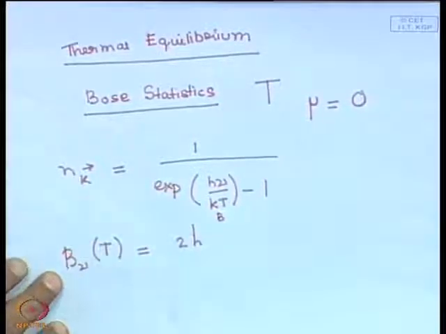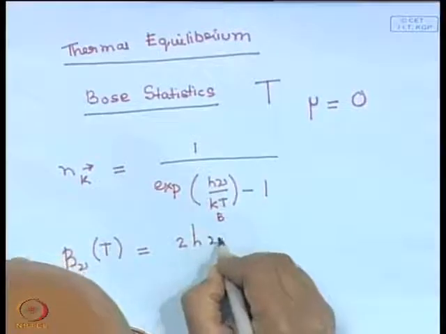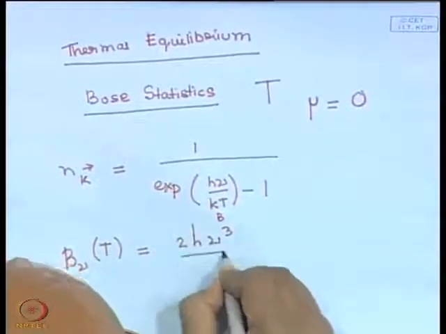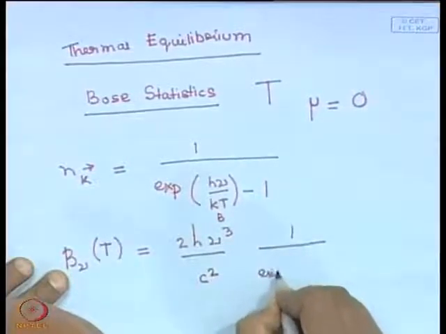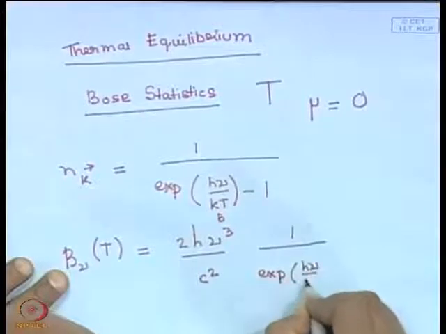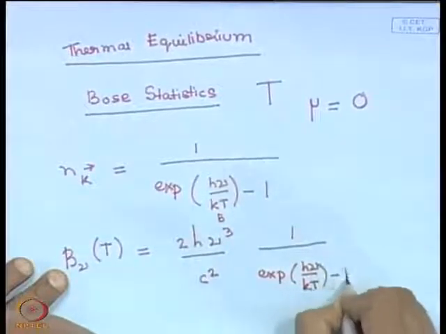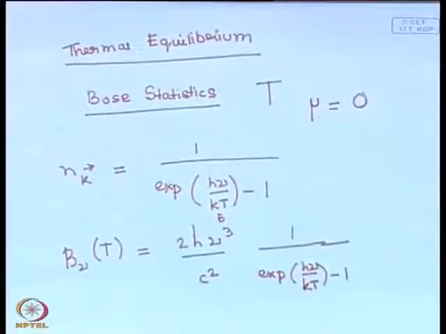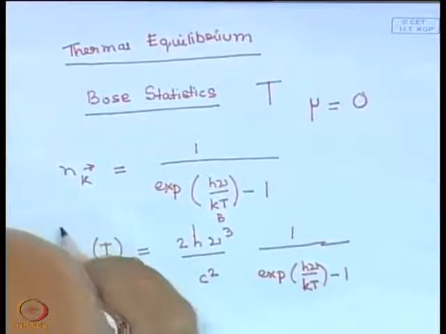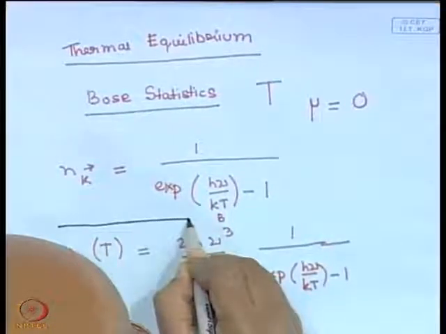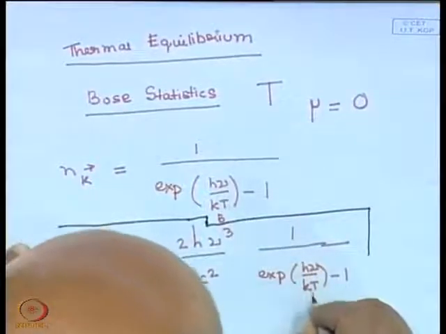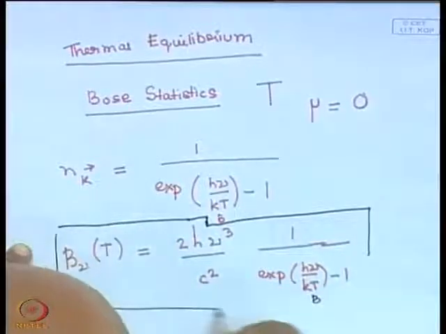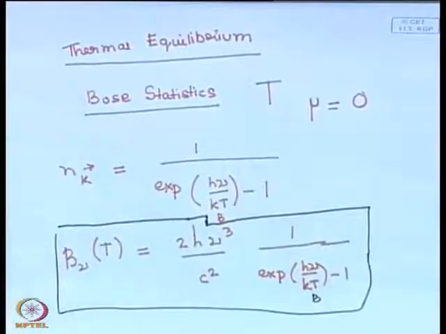So, the Planck function is 2 h nu cube by c square, and here we have 1 by exponential h nu by kB T minus 1. Okay, so that is the Planck function, that is the specific intensity of black body radiation.